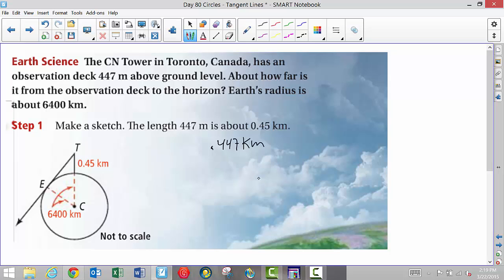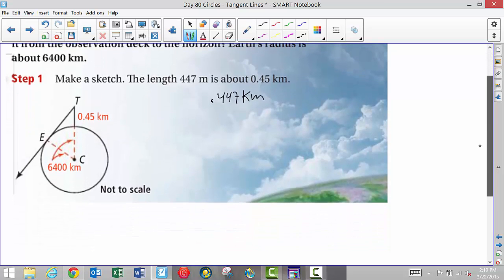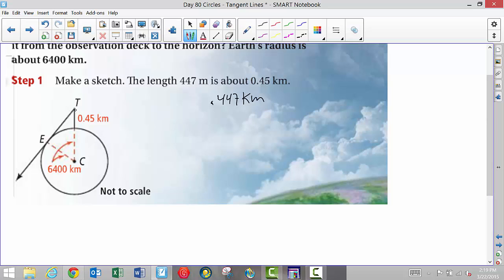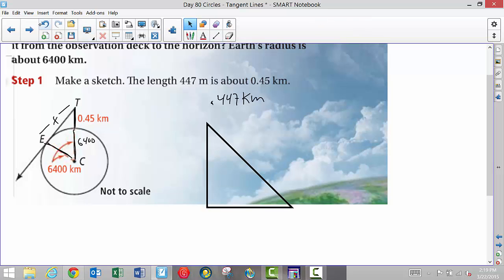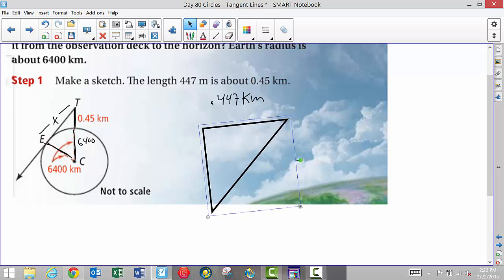Divide by 1,000. Okay, so here is my radius. I have this distance, 0.45. I have my radius, okay? So I know that this is 6,400. I know that this is 6,400, and I want X, which is E to T. So I'll redraw my triangle. Okay, and I'll rotate it. This is kind of what I have here.